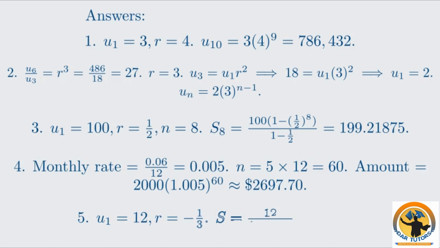For question 5, u_1 is 12 and r is minus 1/3. Since its absolute value is less than 1, we can find the sum to infinity. It's 12 divided by 1 minus minus 1/3, which is 12 divided by 4 thirds, or 9.